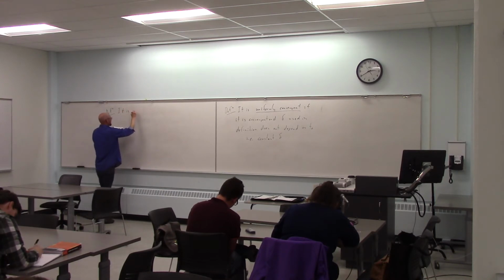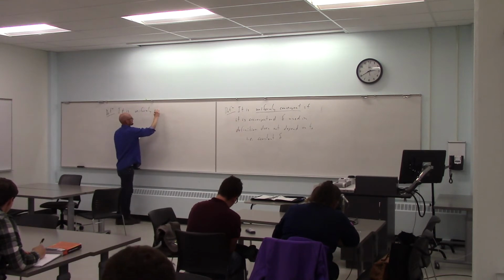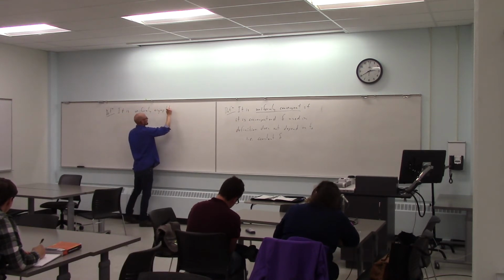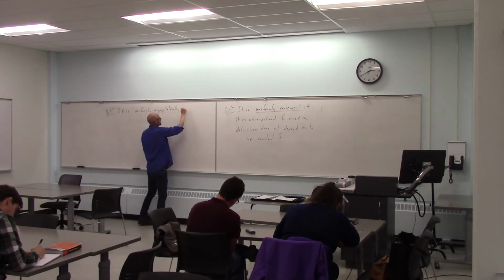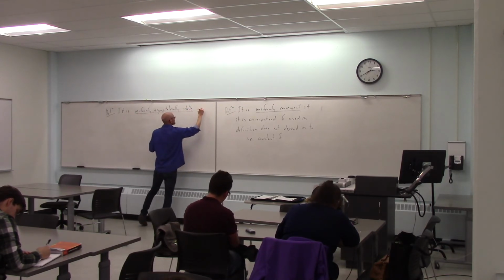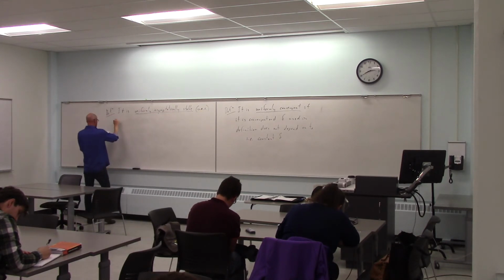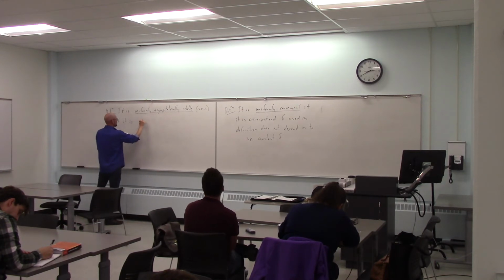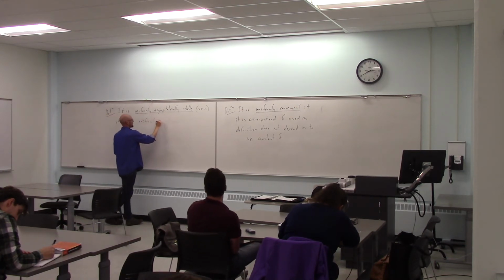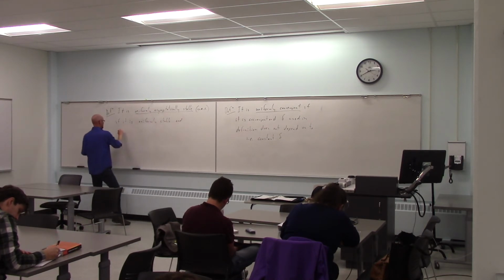So the equilibrium point is uniformly asymptotically stable if it is uniformly stable and uniformly convergent.